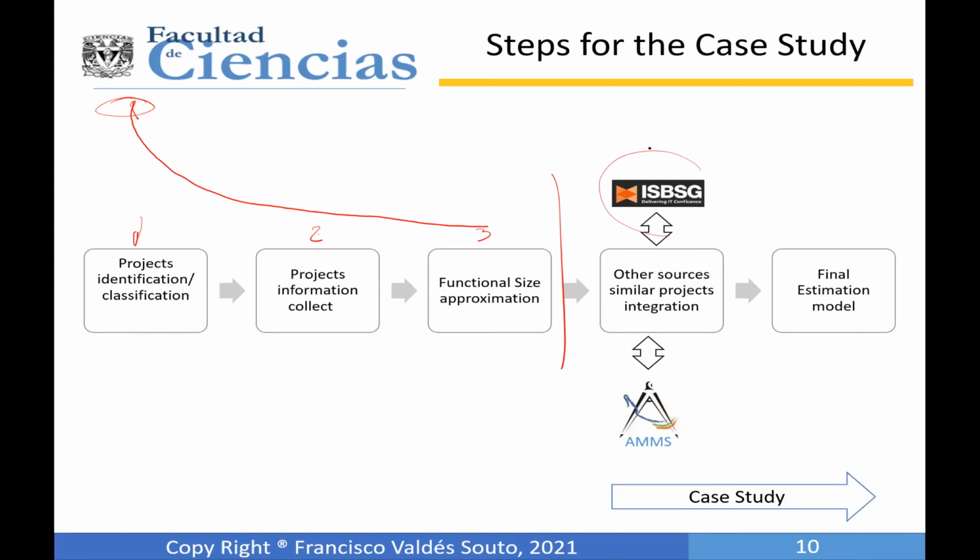However, we also have a database in the ISBSG, and we also have data in the AMMS association. So the idea here is to integrate all these databases to improve the number of data, and then generate an estimation model. In the case study that we are presenting here, I'm not going to show too much information about the first 3 steps. I will focus from the integration, or a little bit before the integration of databases, to the final estimation model.